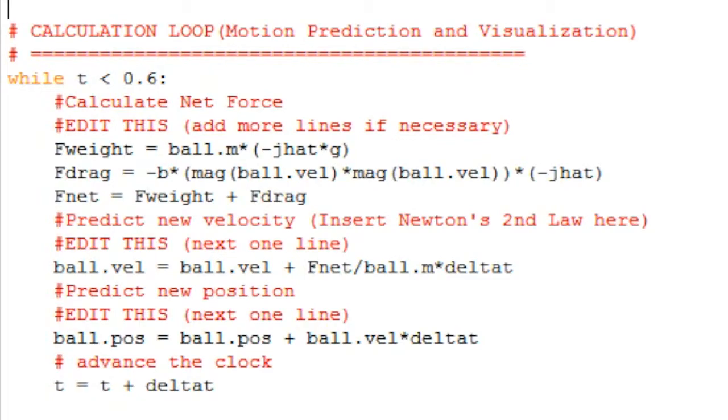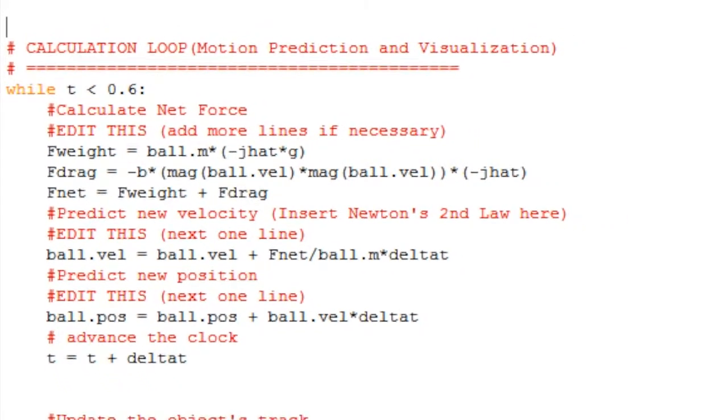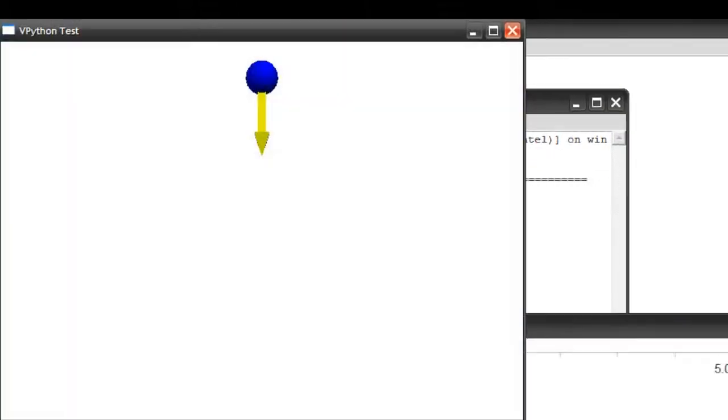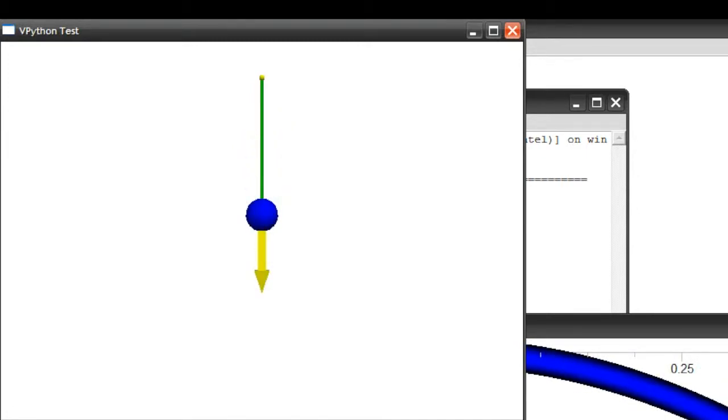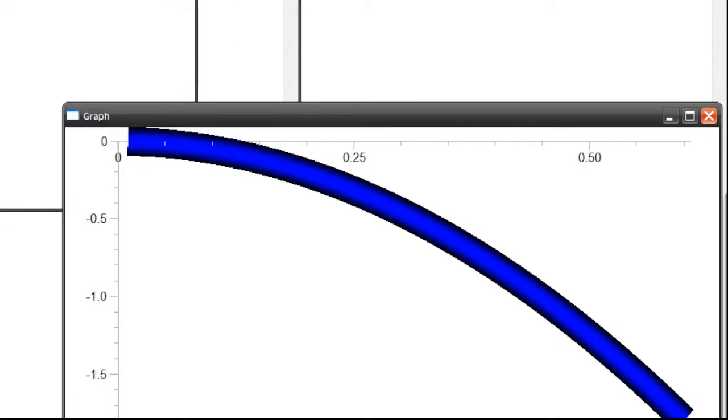Here you can see in Python language the weight force formula and the turbulent drag model that I showed on the previous slide. Here you can see the net force is equal to the weight force plus the drag force, which is one of my assumptions while making this model. Here is a velocity update form of Newton's second law, and here is the position update formula. Here you can see a model of the motion of this system, with the yellow arrow representing the weight force vector. Here is a graph of the system's displacement over time.